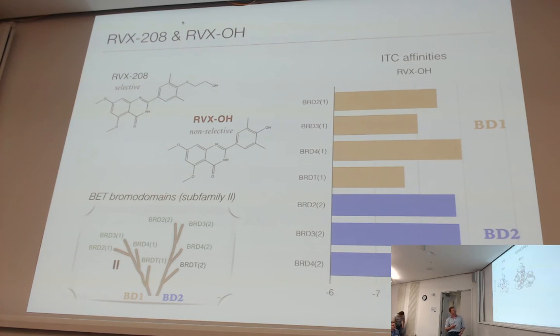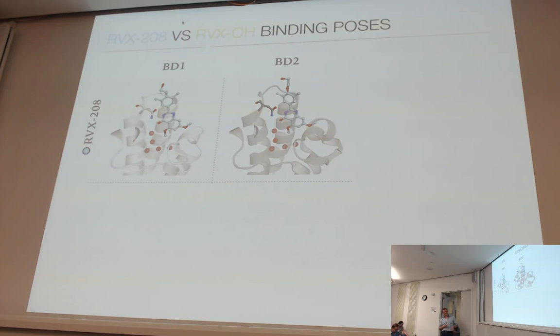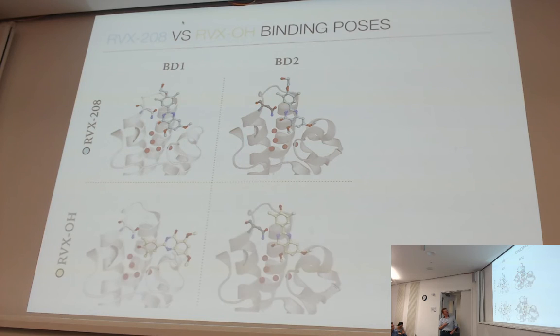Now, there's a slight twist to this, because if you look at how these compounds bind in the binding site, the 208 compound, this is the selective one, binds in the same orientation. That's what you would expect, right? But the RVX-OH compound binds in a different orientation. And this is something that sometimes people take for granted, especially when doing the relative free energy regimes, that you have the same binding mode between the regimes. And you would probably have missed this if you had adopted that kind of approach here. So this is kind of intriguing.